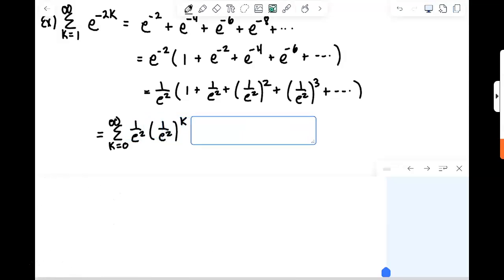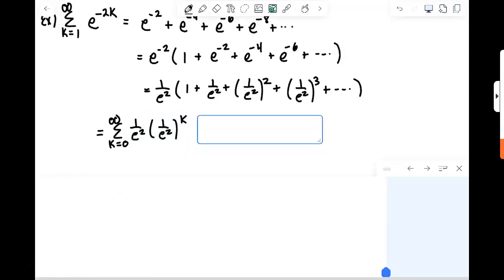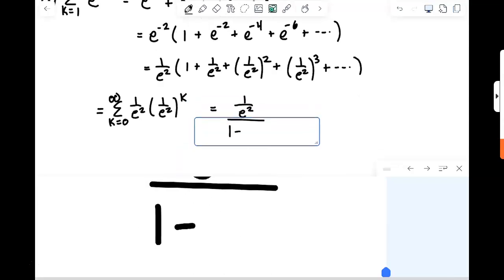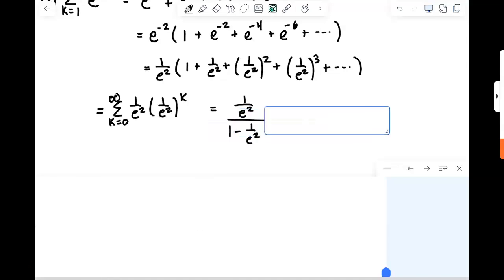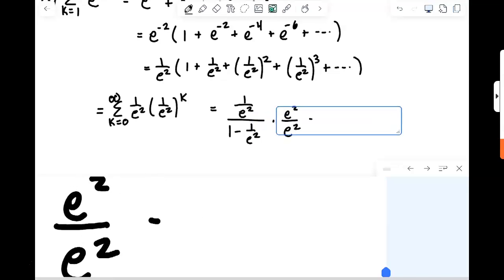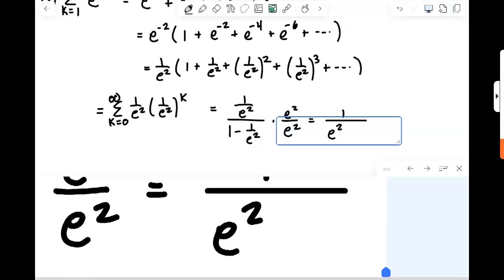And now we can just use our formula for the geometric series. So that's going to be 1 over e squared on top divided by 1 minus 1 over e squared. And now here I am going to leverage my complex fraction idea and multiply both top and bottom by my common denominator of e squared, so that in the end I get 1 on the top divided by e squared minus 1.